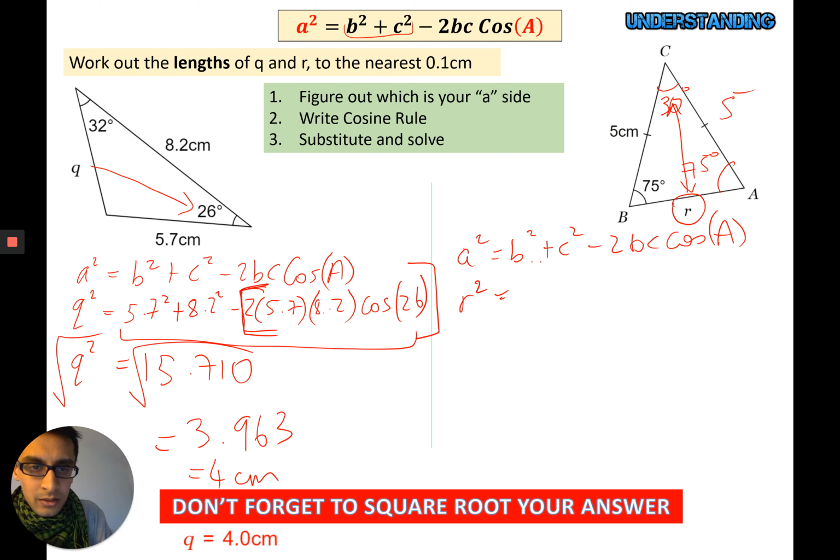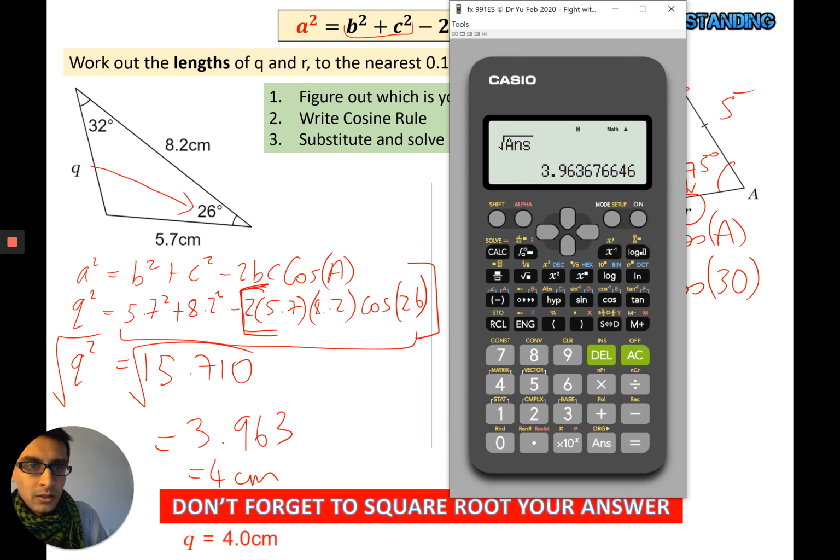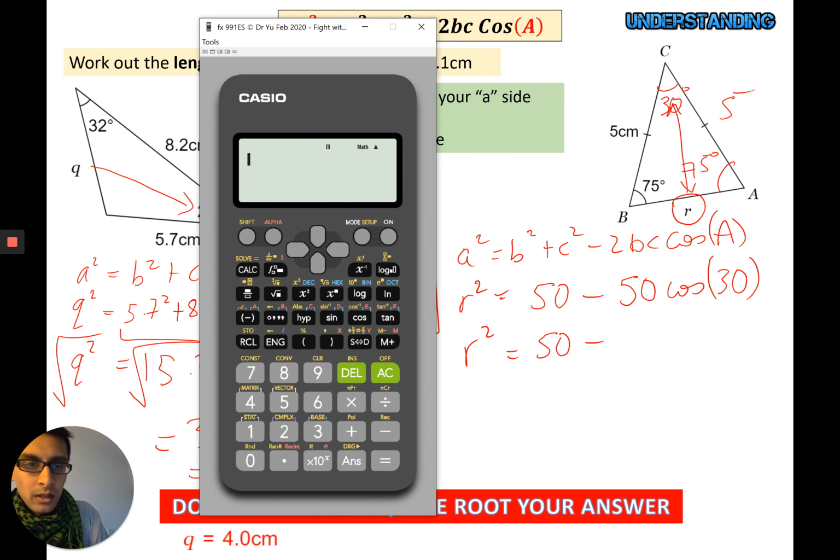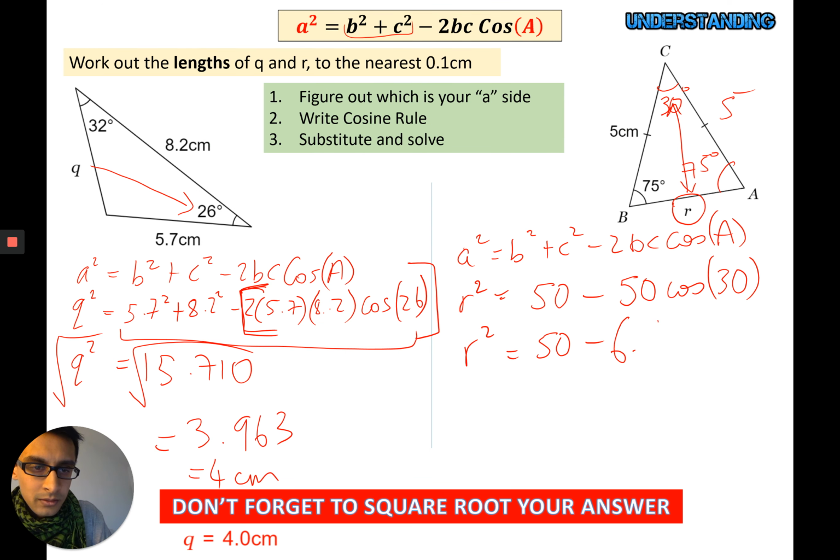So in this case, the numbers are nice and easy. I know 5 squared is 25, 5 squared is 25. So it's just going to be 50, take away 2 times 5 times 5, which is just going to be another 50, cos your A will be 30. That will give me R squared equals 50 minus 50 cos 30, and you just use your calculator to simplify this. Then turn that into a decimal, you get 6.698. Leave that on your calculator.